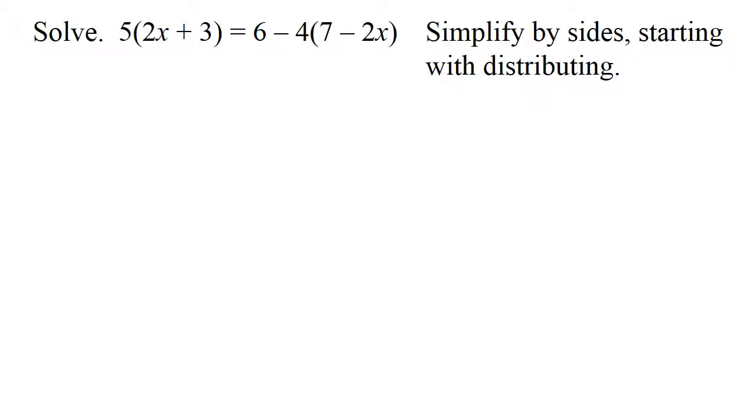So we're going to distribute the 5 through the first parenthesis, 5 times 2x, 5 times 3, and then we're going to distribute that negative 4 through the second parenthesis. Negative 4 times 7, negative 28, negative 4 times negative 2x, positive 8x. Then what we want to do is clean up both sides.